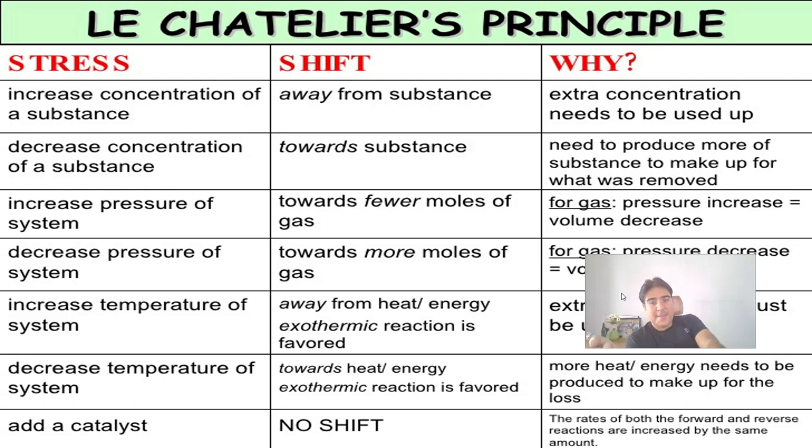If you add AB, the reaction goes towards CD, so that AB, which you have added extra, should be used up. Got it? That's how it is. Decrease the concentration of a substance, and the reaction goes towards that substance. If you decrease the reactants, the reaction goes towards the reactants, because decreasing the reactant means increasing products. If you decrease the products, that means the reaction goes towards the products.